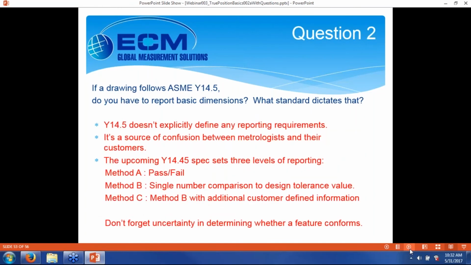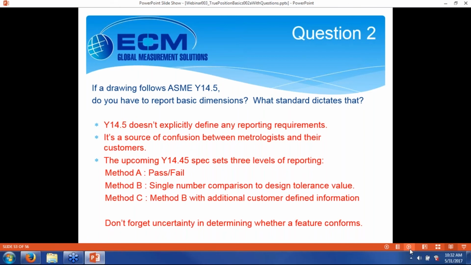Okay, next question. If a drawing follows the ASME Y14.5, do you have to report basic dimensions, and what standard dictates that? Good question, a source of argument a lot of times between customers and the guys actually doing the measuring. Y14.5 doesn't explicitly define any reporting requirements, and it's often a source of confusion between metrologists and their customers, be it engineering, quality, or a different company.